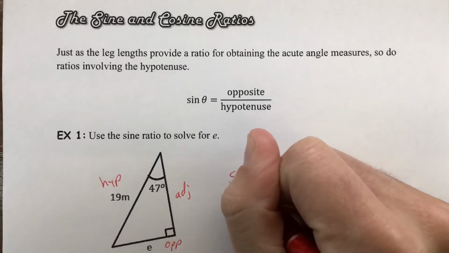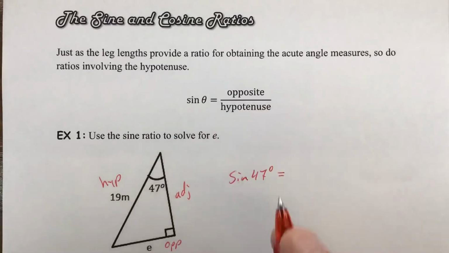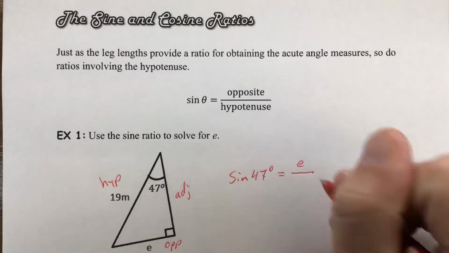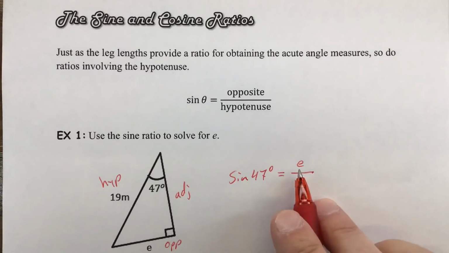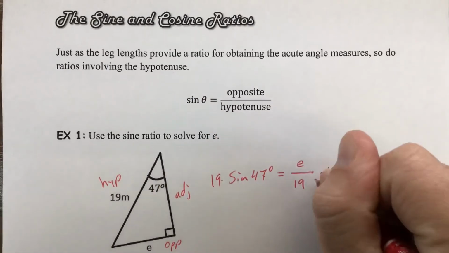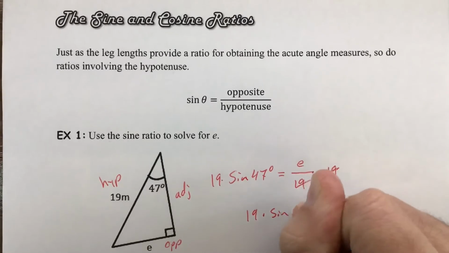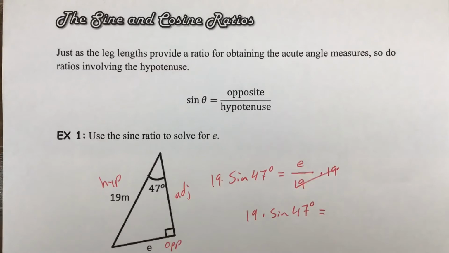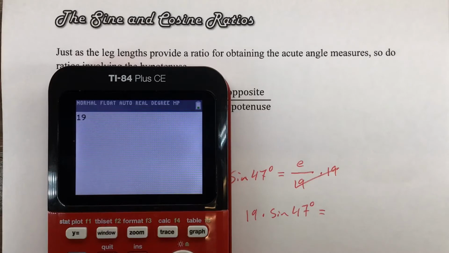Okay, so we'll say that the sine of 47 degrees is going to be equal to the opposite side, which in this case is E, divided by the hypotenuse, which is 19. Then to solve for this, because your variable is on the top, what we'll do is multiply both of the sides by that 19, cancels here, and E is going to be equal to 19 times sine 47. All right, so let's see what that will look like. We'll take 19, multiply that by the sine of 47, which in a calculator like this, you can just type the numbers back to back with the sine.